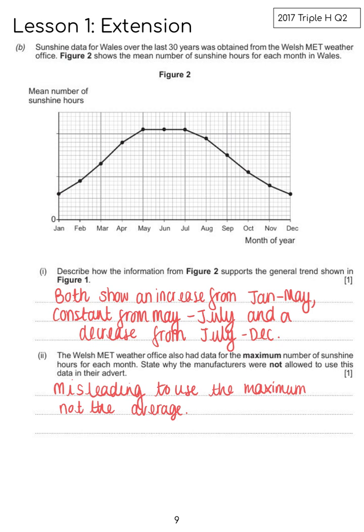And part II, the Welsh Met Weather Office holds data for the maximum number of sunshine hours. Why can't the manufacturers use this? It would be misleading to use the maximum hours. Instead, they should use something like the average. If you're trying to sell solar panels, you can't just say, because it's a hot day one day, that's the energy you're going to produce every single day. You can't mislead your customers.